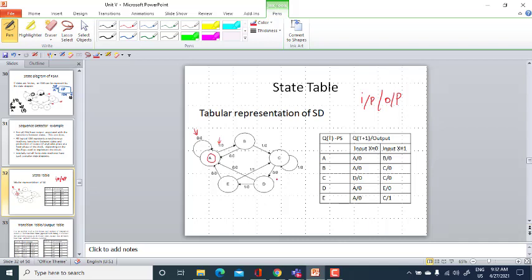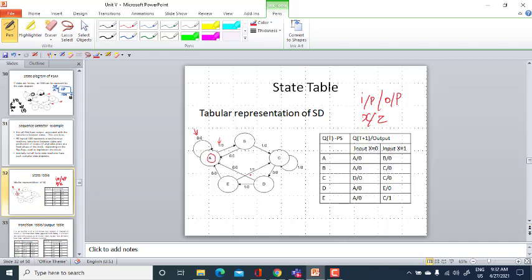In a simple graph you don't have an arc connected with its own vertex, but here you have an arc connected with its own vertex. The labeling on the arc of your directed graph is x slash z, where x is your binary input and z is your binary output. So now this is a finite state machine.